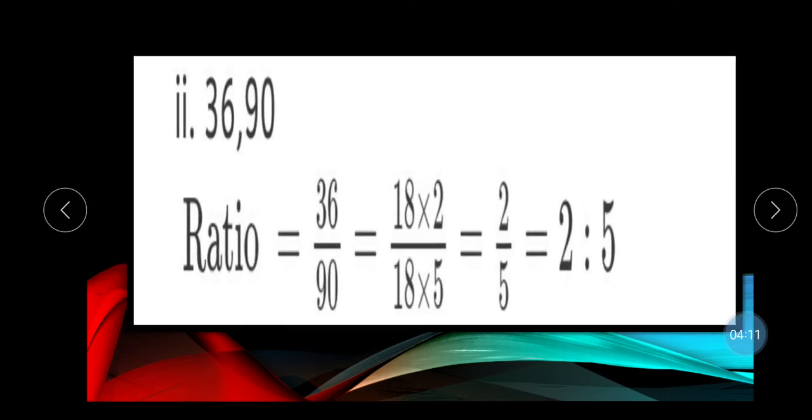Next one, 36 and 90. Ratio is equal to 36 upon 90 is equal to 18 into 2 upon 18 into 5. So 18 gets cancelled. What remains is 2 upon 5. That is equal to 2 is to 5. Final answer, 36 is to 90 is equal to 2 is to 5.